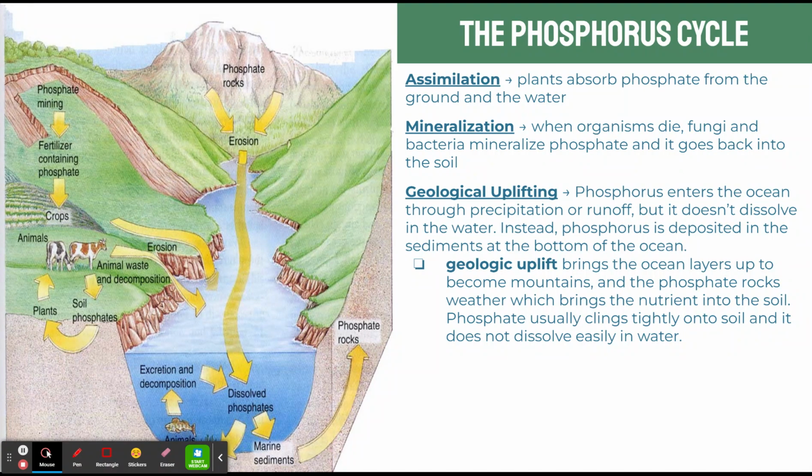And geological uplifting is when phosphorus enters the ocean through precipitation or runoff, but it doesn't dissolve in the water. Instead, phosphorus is actually going to be deposited in the sediments at the bottom of the ocean. And geological uplifting is when the ocean layers are brought up to become mountains at convergent plate boundaries. And when you have this, you're going to have the rocks forming. They have phosphate in the rocks. And then when you have weather and rain, those rocks are going to be weathered and eroded over time, resulting in phosphorus going back into the soil.